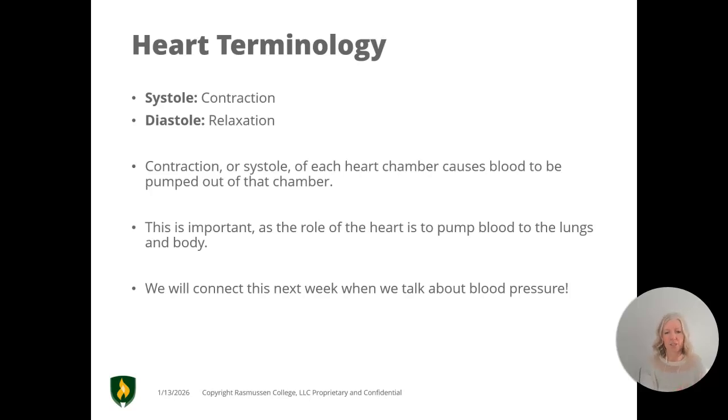Diastole is the opposite. It's the relaxation of that chamber. So it's already contracted. When it relaxes again, we call that diastole.